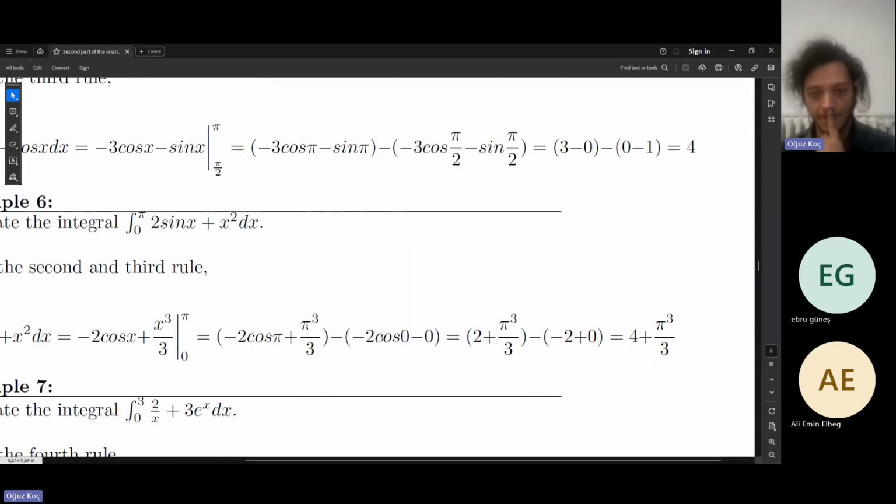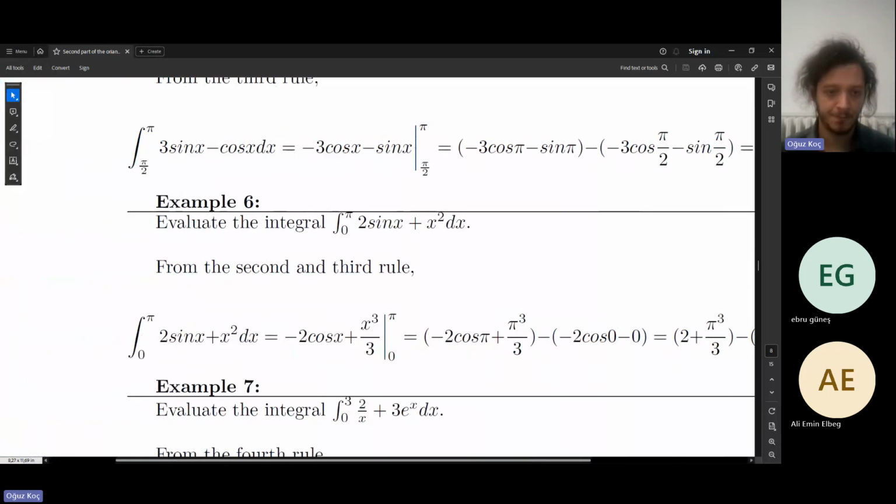From trigonometry, the value of cos 0 is 1, and the value of cos pi is equal to minus 1. Therefore, when we multiply minus 2 by minus 1, it becomes positive 2, and then we have the third power of pi over 3, and then on the right hand side we have the minus 2. The minuses cancel each other out and become plus, and finally we have 4 plus the third power of pi over 3 here.